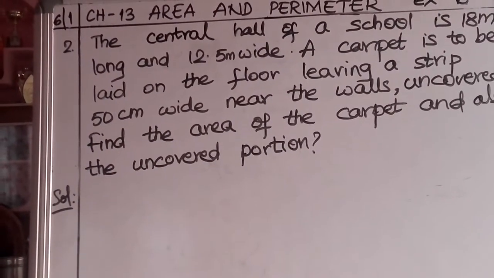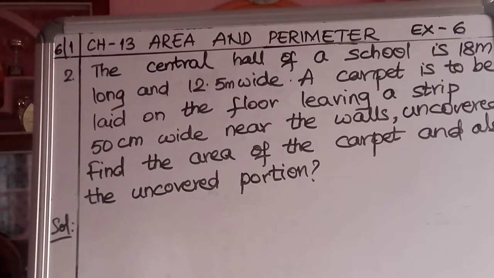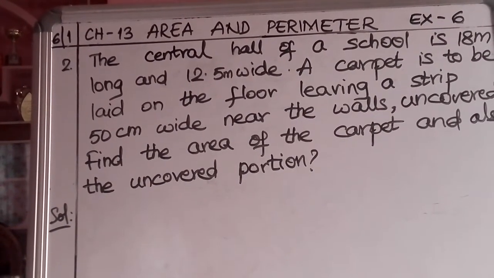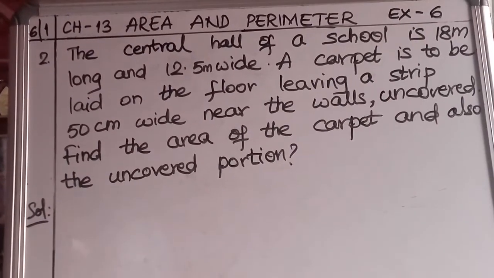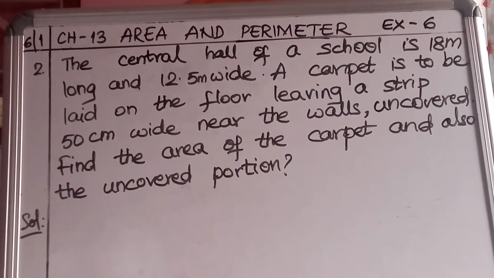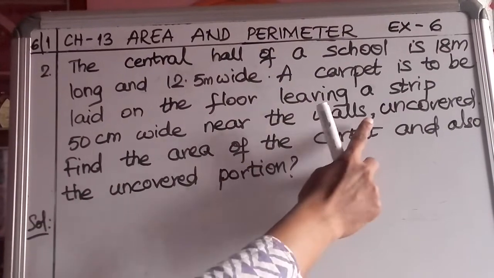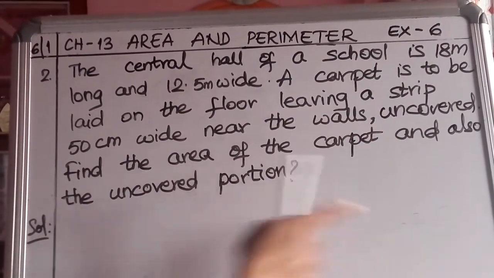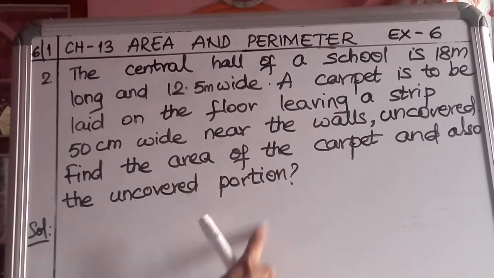Let us do the second problem. The central hall of a school is 18 meters long and 12.5 meters wide. A carpet is to be laid on the floor, leaving a strip 50 centimeters wide near the walls uncovered. Find the area of the carpet and also the uncovered portion.